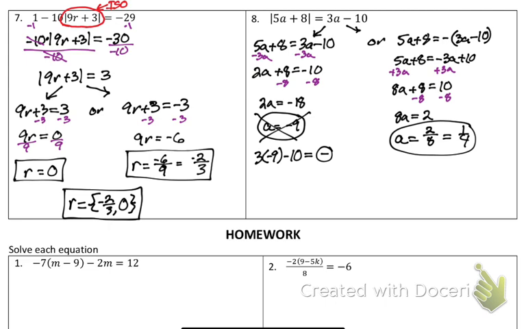Now we have to try the other one. So you have to try it. Don't assume one of them will work. Don't assume one of them will work and the other one won't. It could be a case where they both work, one works, or none of them work.